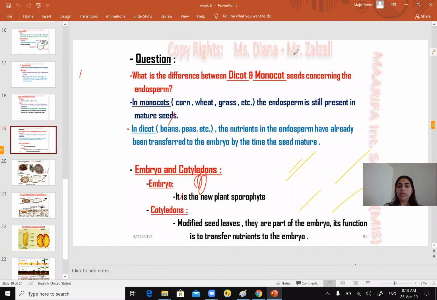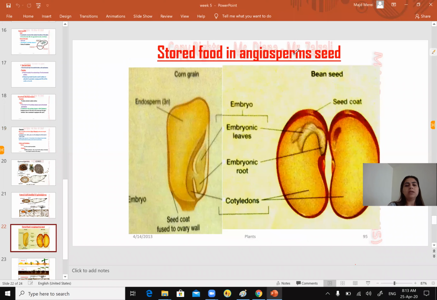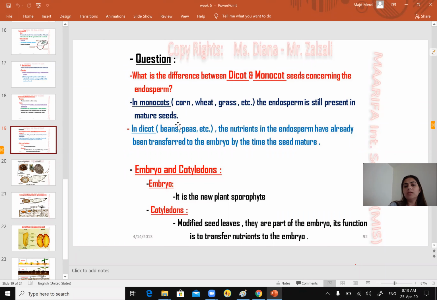What is the difference between dicot and monocot seeds concerning their endosperm? In monocots, such as corn, wheat, grass, the endosperm is still present in mature seeds. Again, notice here, in monocot, the endosperm is still present. What about dicots? The nutrients in the endosperm have already been transferred to the embryo by the time the seed matures, okay, through the cotyledons.